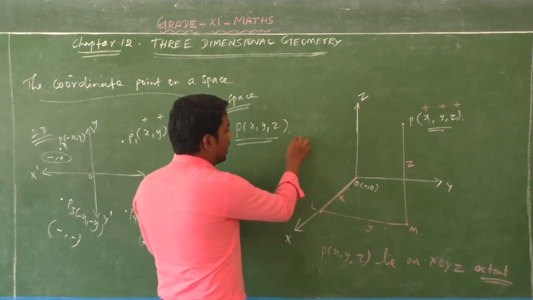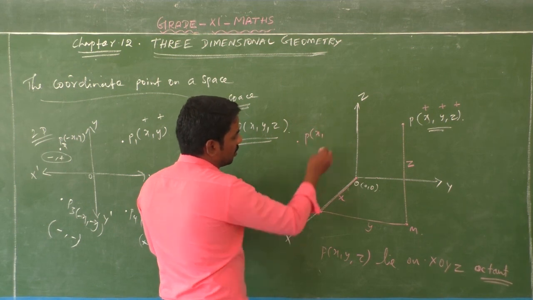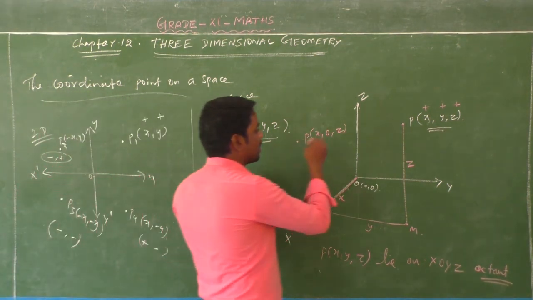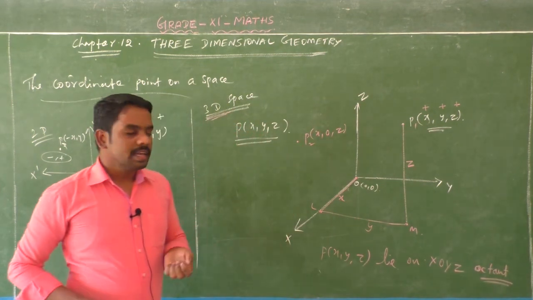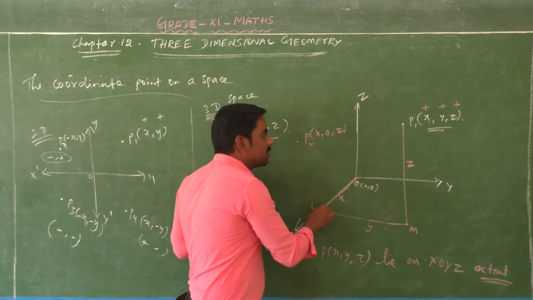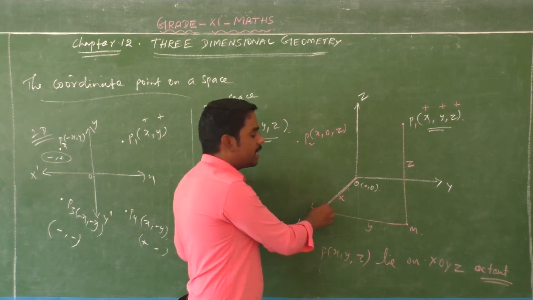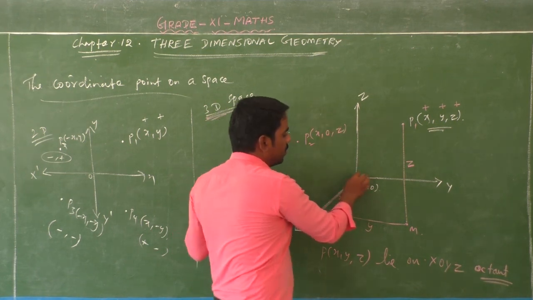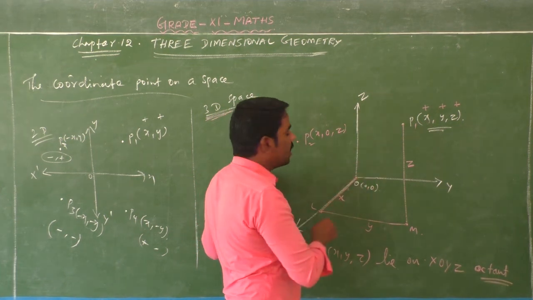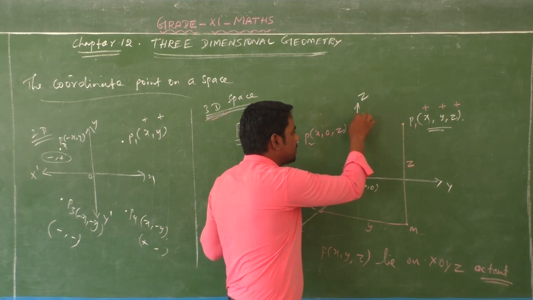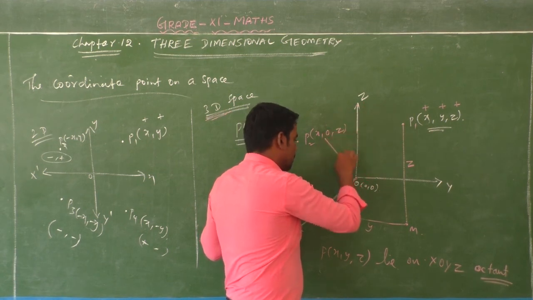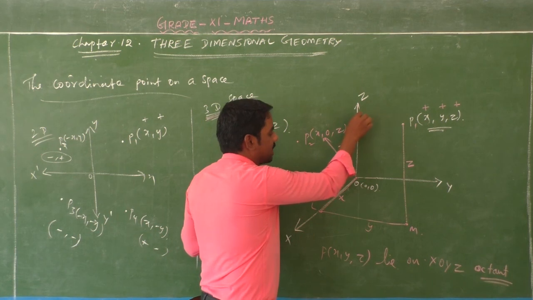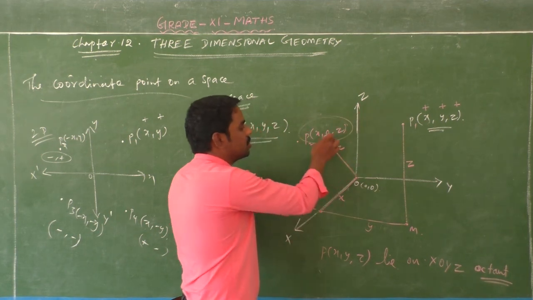Let's say P is x comma 0 comma z. Let's consider this is P1, this is P2. Here the x coordinate is positive x and the y coordinate is 0. So 0 means no y coordinate, that point lies on the origin side. And the z coordinate is z, so this distance is z. This point lies on this axis. So it is x, 0, z.